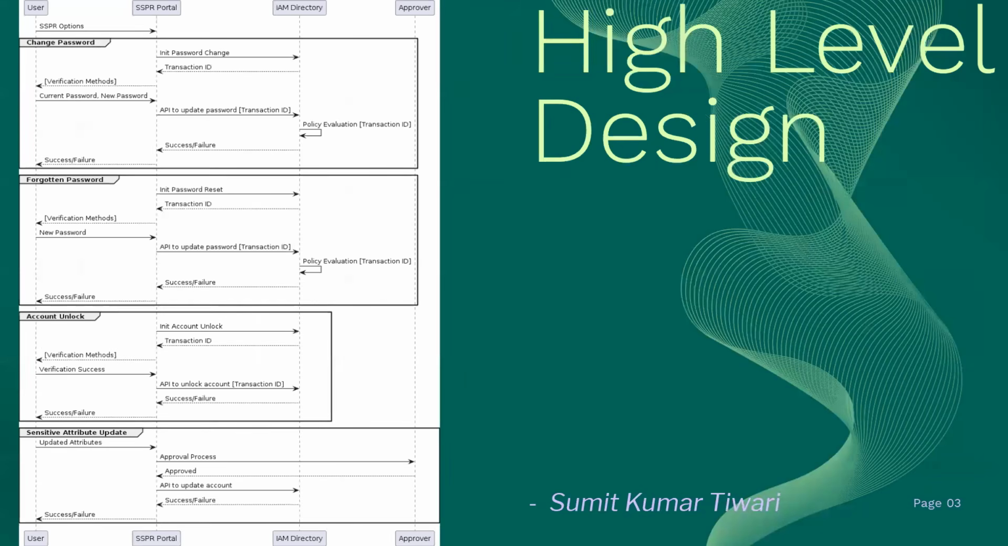So as a high-level design, we have the components: the user, the SSPR portal itself, an IAM directory, which can be Okta, Ping, or any other provider, and an approver. So if we take change password as an example, then the user goes to the SSPR portal and selects change password as an option. The SSPR portal then initiates a password change request with the IAM solution and generates a transaction ID. Now, after the transaction ID has been generated, the SSPR portal verifies the user using one of the allowed verification methods. It can be SMS, a push notification, or any other factor like email.